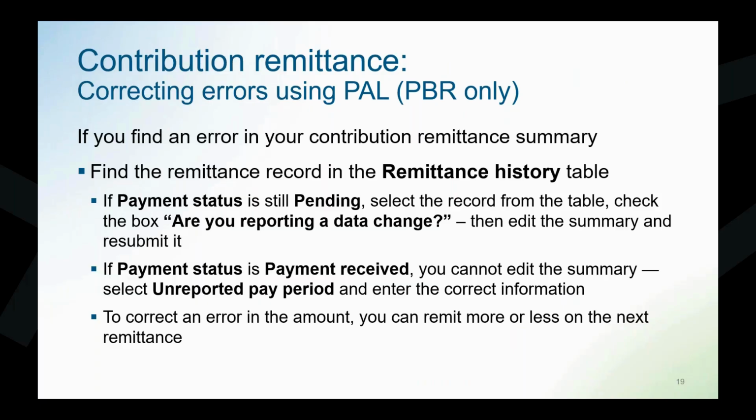If the payment status says payment received, you can no longer revise the remittance summary. Instead, select Unreported Pay Period and manually enter the corrected data. The later summary will override the earlier one for the same period. To correct an error in the amount remitted, you can choose to remit more or less on the next remittance.